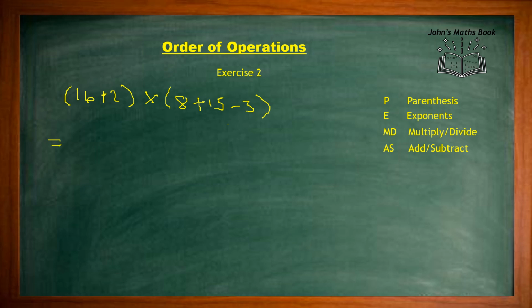Let's see what we get. So order of preferences, let's do the brackets first and working left to right. So 16 plus 2 gives 18, multiplied by 8 plus 15 minus 3. So 8 plus 15 minus 3 is 20. And then we have 18 multiplied by 20, which is 360.